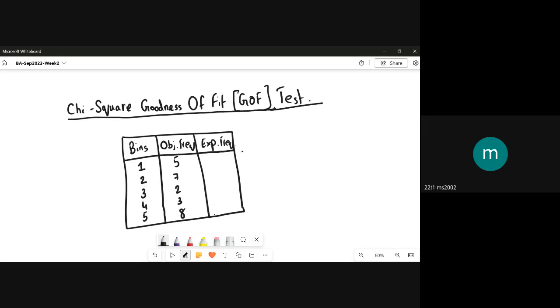Then comes the expected frequency. Let's say, since it's a discrete one, I assume it to be a Poisson distribution.